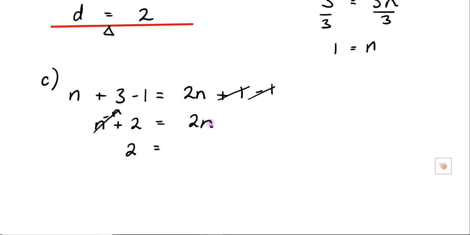What am I left with on this side? What did I do? You took away that, so you're left with 2. No, I've got 2 n's. Take away an n. I'm left with an n. Just 1 n, yeah? Remember, be very careful. That 2 is not a 2. It's how many n's you've got.